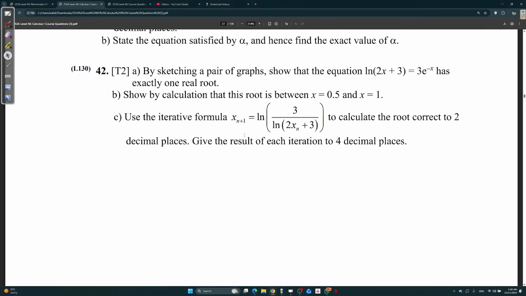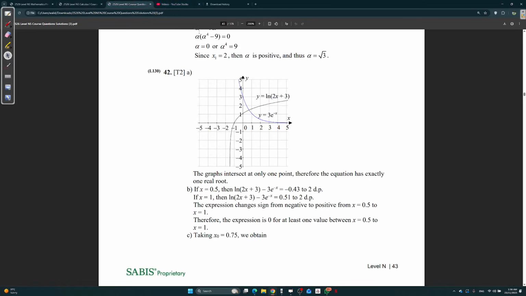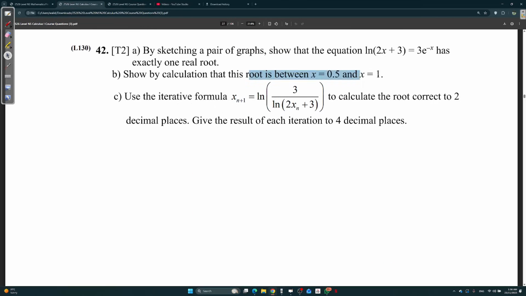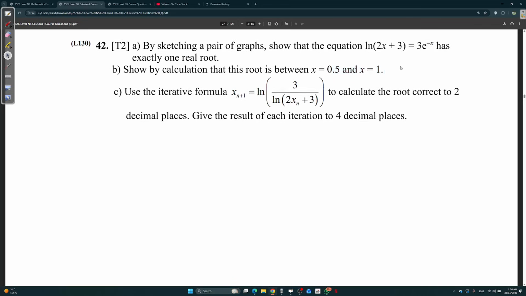Alright, over here, question 42: by sketching a pair of graphs, show that ln(2x plus 3) equals 3e to the negative x has exactly one real root. They're telling you to sketch, and I really don't think this is going to come. This is the sketch if you want to see. But I'll do part B and C: show by calculation that there's a root between 0.5 and 1.